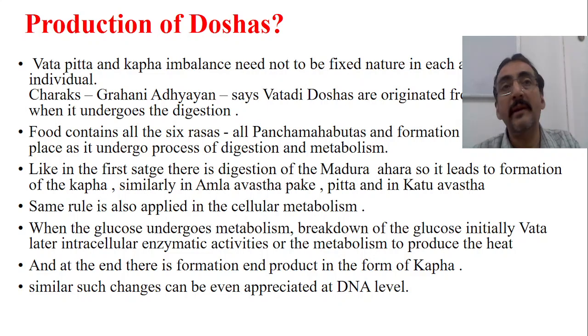When the aharas are undergoing digestion and metabolism, these doshas are produced. The same rule is also applied for cellular metabolism. When glucose undergoes metabolism, the initial breakdown of the glucose produces vata, then intracellular enzymatic activities in the glucose metabolism are nothing but pitta. Similarly, lastly, the production of heat and energy and the end product is nothing but kapha. End product is kapha.